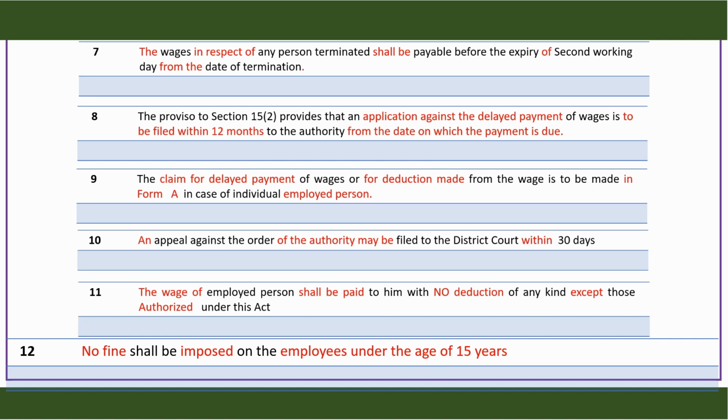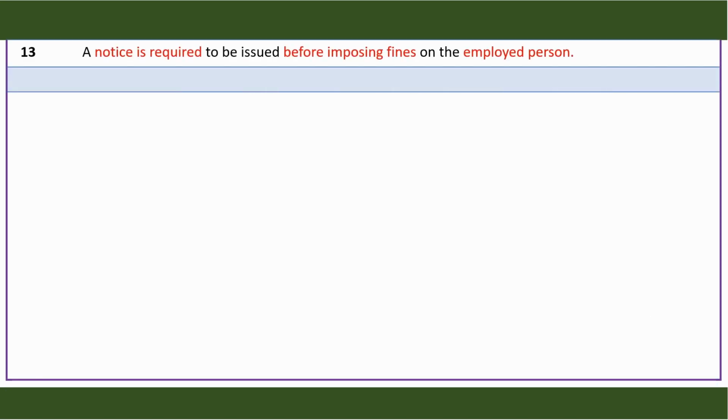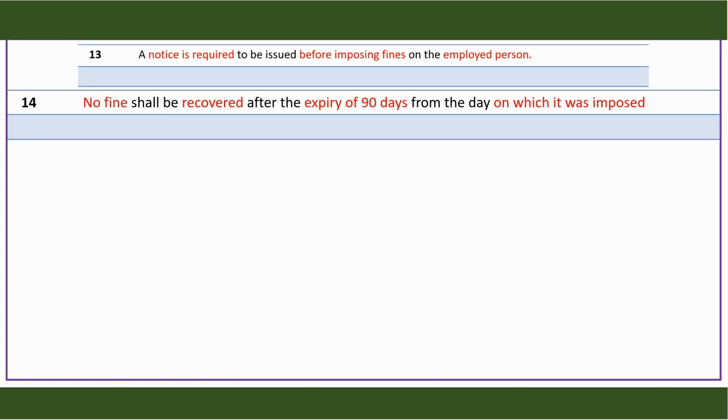It has to be nil. The Act authorizes imposing of fines, but there is a procedure for imposing a fine. There is a notice, inquiry, and hearing of the employee before the fine is imposed. Whenever a fine is imposed, it has an expiry period. It has to be recovered within 90 days.